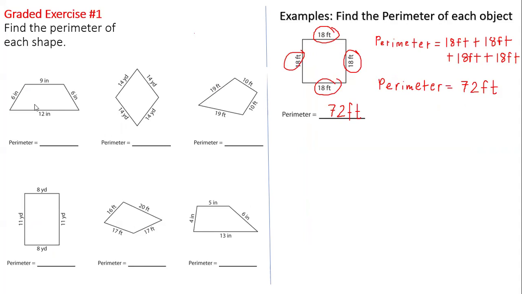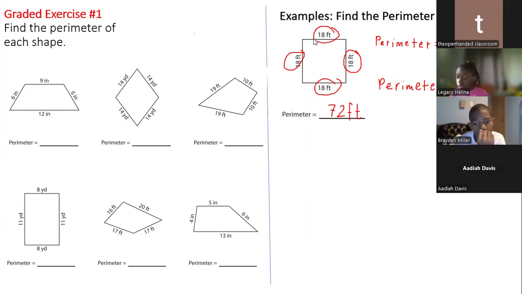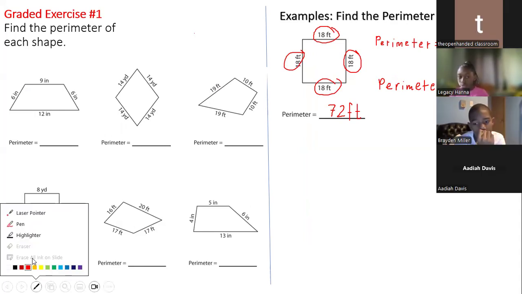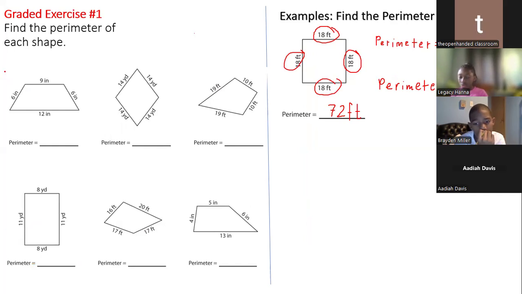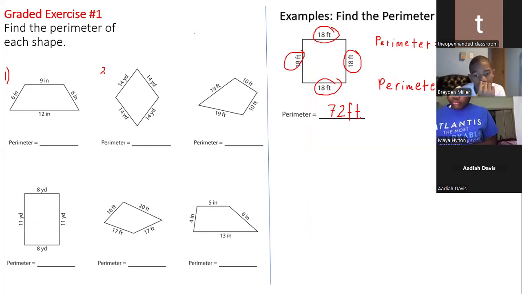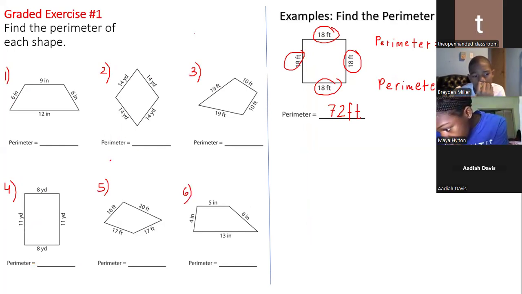So we have number 1. Number 2. Number 3. Number 4. And number 5. Number 6. Okay, those are the 6 that we have.